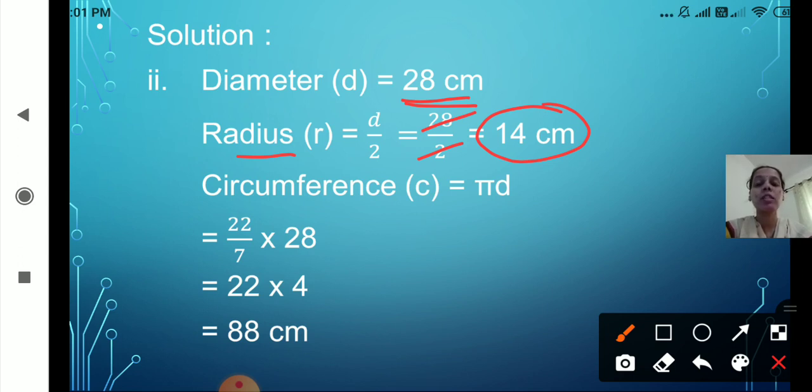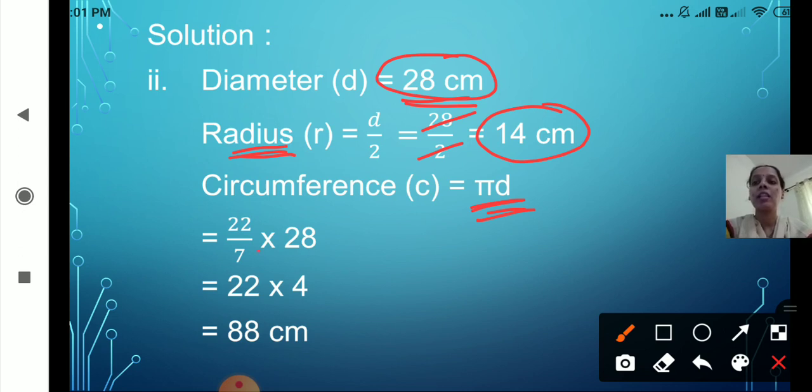Now we will find out circumference. So again we will use the formula pi d. Circumference is equal to pi d, or you can use the formula 2 pi r, because now we got the value of radius, that is r. So you can use the formula 2 pi r or pi d. Now I am using the pi d formula. So circumference is equal to pi d. Pi is 22 upon 7 and d is 28. Okay, in the question it is given diameter is 28. So 22 upon 7 multiplied by 28.